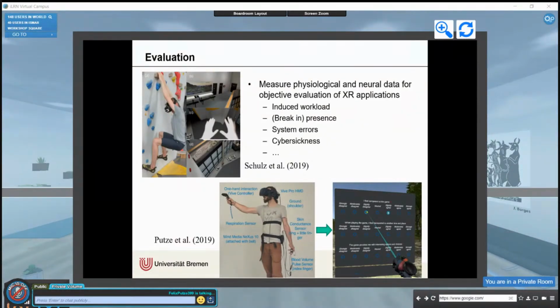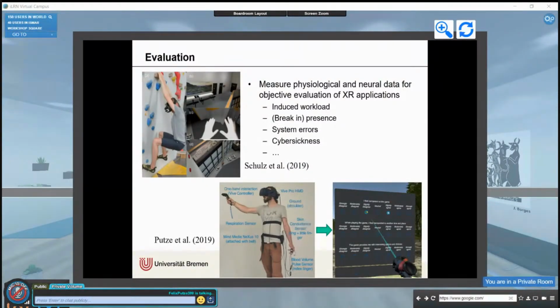We can also use the brain data not only during the actual application use, but also outside of it and afterwards for evaluating the system. So, for example, brain activity tells us a lot about things we want to know, to tell us if an application is actually well designed or not. So I already mentioned we can measure workload, and this is of course interesting to see if an application is designed in a way which can be handled by the average user, or which is maybe too overloading.